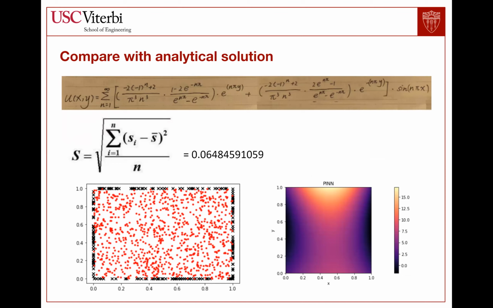The analytical solution obtained by the variable separation method is shown in this figure. We choose 1,000 points for comparison and calculated the population standard deviation. This picture shows the heat distribution we finally predicted, which shows that our prediction is reasonable. So we can use this method for the follow-up, more in-depth work.